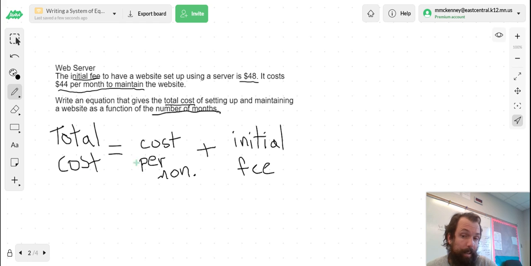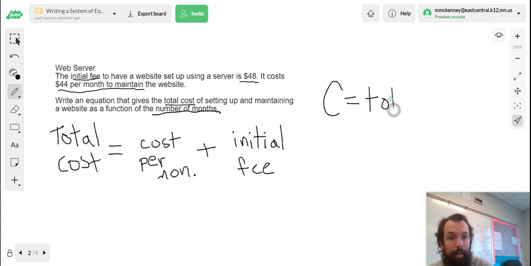All right, let's build the equation. Our total cost, C, is equal to $44 per month, plus the fee of $48.